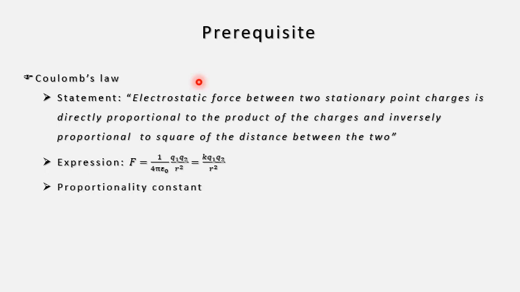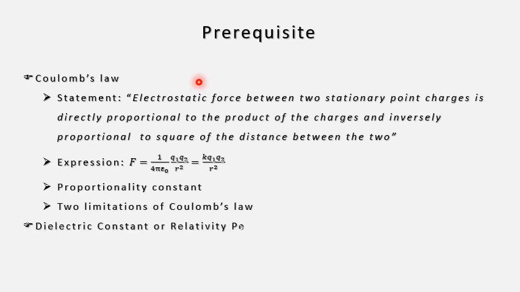If you have some other medium, we use 1 by 4 pi epsilon q1 q2 by r square instead of epsilon 0. Then we should be knowing two limitations, that it is applicable for stationary charges only and point charges only, and then we also have one more quantity, dielectric constant, which is also called relative permittivity, given as ratio of two permittivities, permittivity of medium to permittivity of vacuum. And we also know its significance, more the dielectric constant, less the force between the two charges.